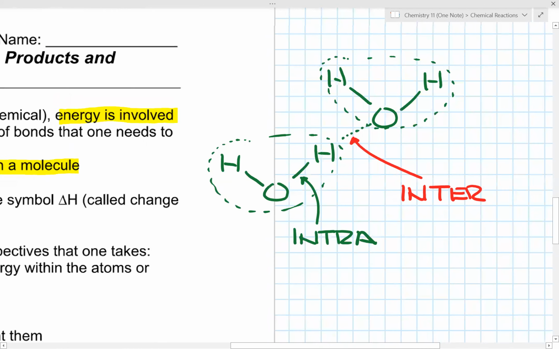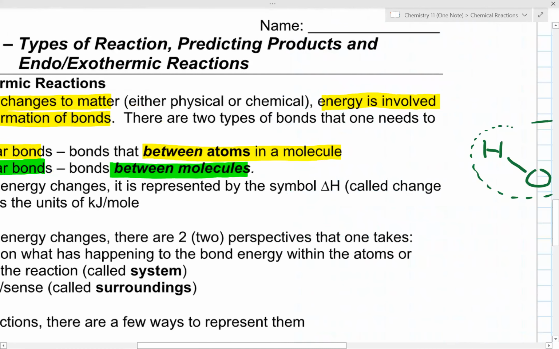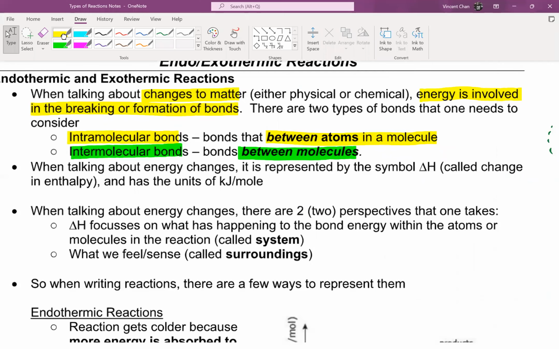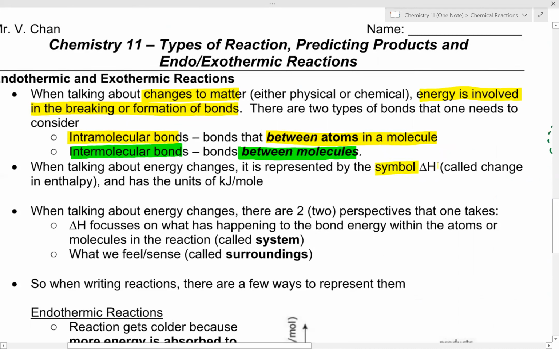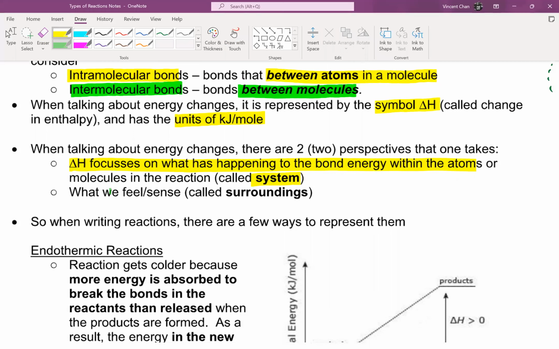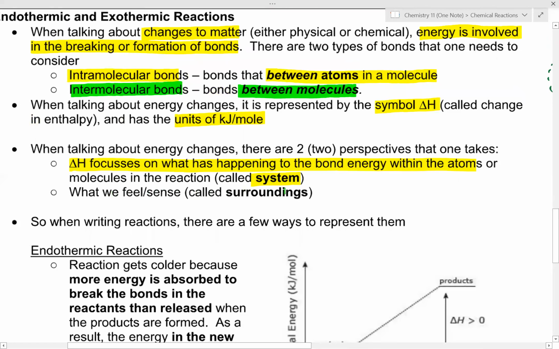Now, regardless if it is intra or inter, there is energy involved in the bonds. And when we talk about energy changes, it's represented by the symbol delta H, okay? And has the units of kilojoules per mole. Now, when talking about energy changes, there are 2 perspectives that one takes. One of them is delta H focuses on what is happening to the bond energy within the atoms, called the system, and what we feel or sense, which is called the surroundings.